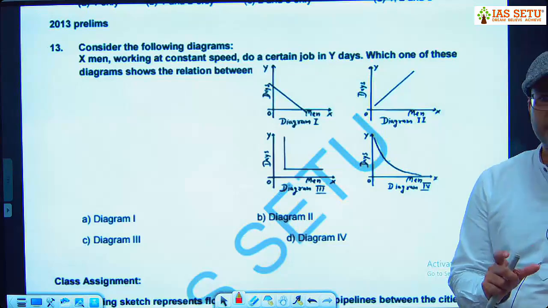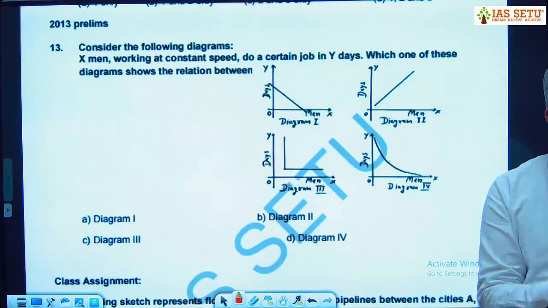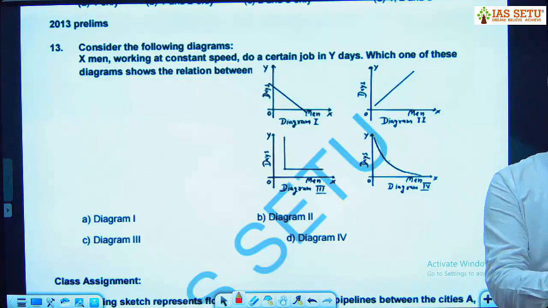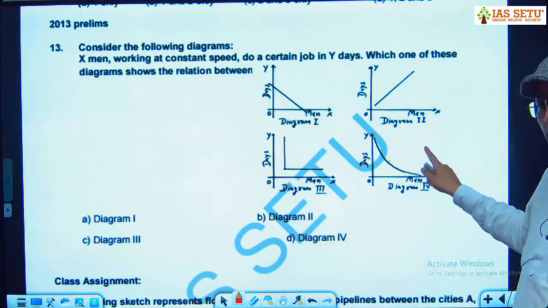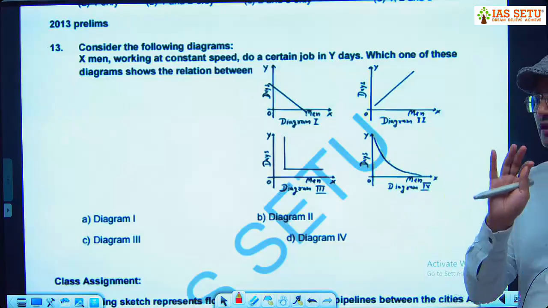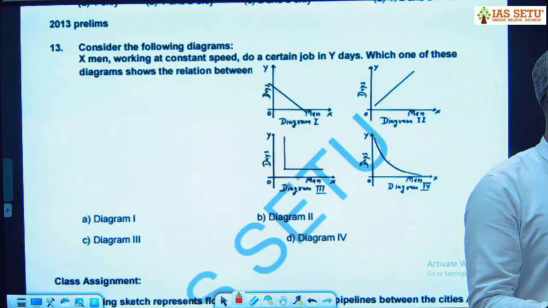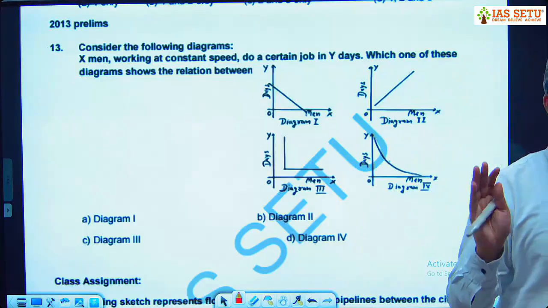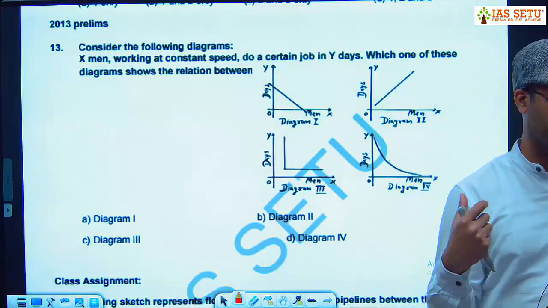You know the concept? If you know the concept, it takes 5 seconds. Man and days are inversely proportional. For inversely proportional, I told you it is a curve shaped graph. Diagram number 4. But UPSC questions are so wonderful. If you don't know the concept, still you can cross check from the answer options. I don't know what type of graph is there for inversely proportional. Still I can get the answer. How come? I tell you.